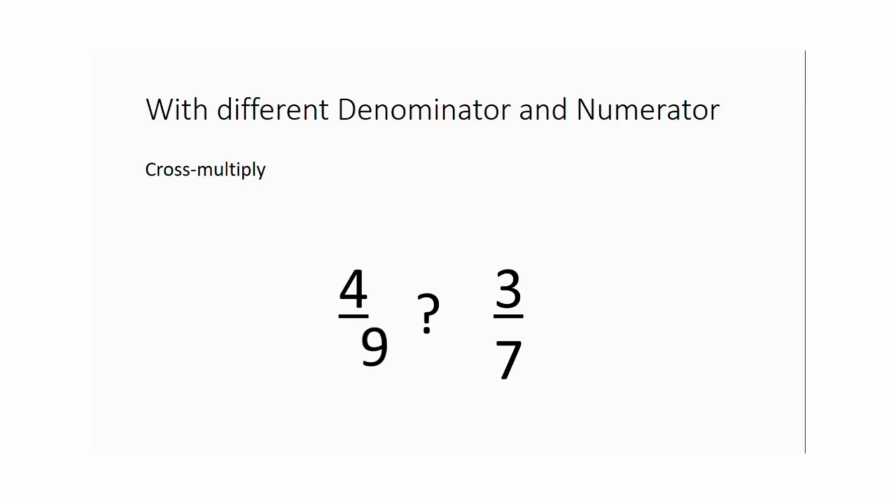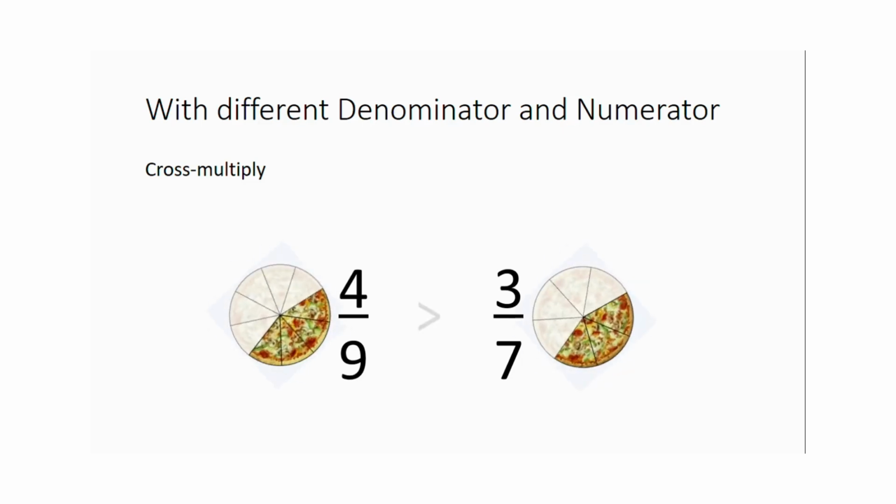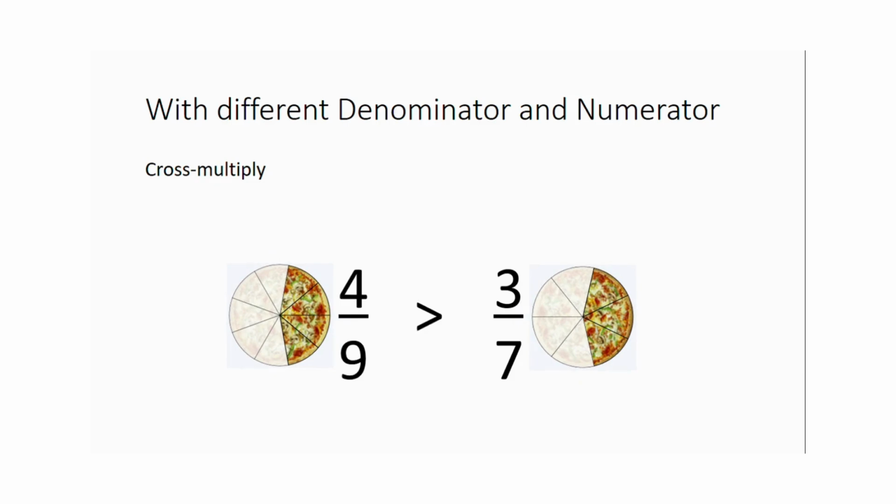So to cross multiply, bring the 9 up to the 3 and multiply to make 27. Bring the 7 up to multiply the 4 and make 28. And then bring the 9 and 7 together to multiply and make 63. So now we're comparing 28/63 to 27/63. And it looks like 28 is greater. If we compare the originals, it does look like 4/9 is a little bit bigger than 3/7.